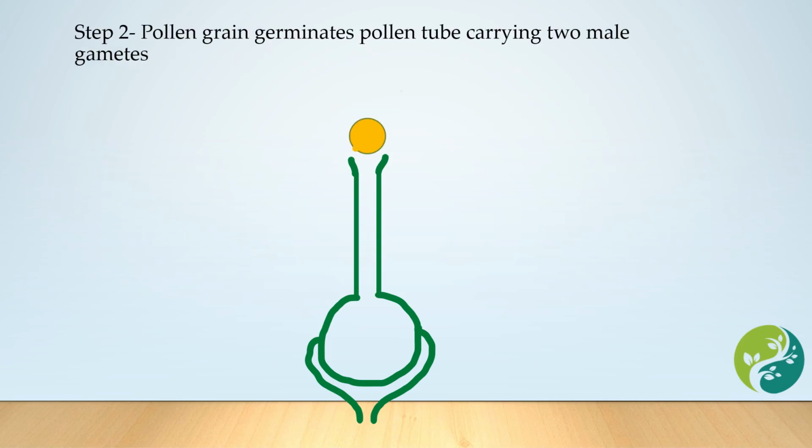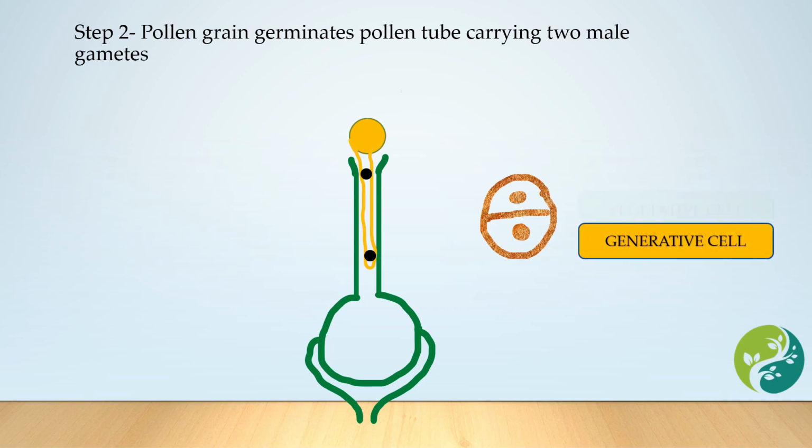As soon as the pollen grain reaches the stigma, it starts germinating its pollen tube carrying two male gametes. The pollen tube and the male gametes are produced by two types of cells known as the vegetative cell and the generative cell. The vegetative cell gives rise to the pollen tube and the generative cell gives rise to male gametes.